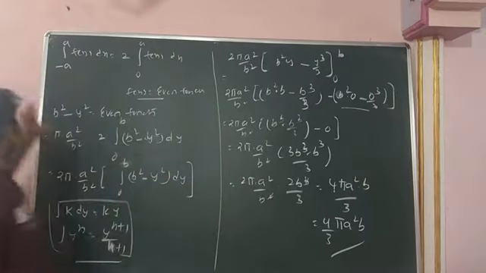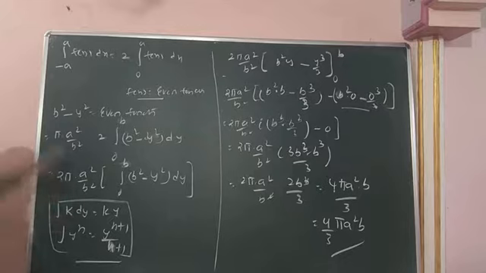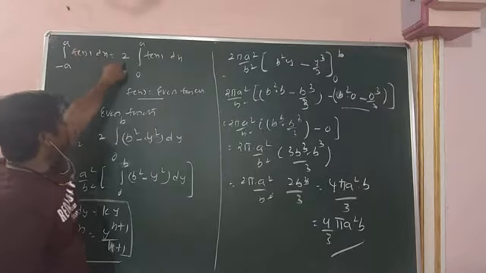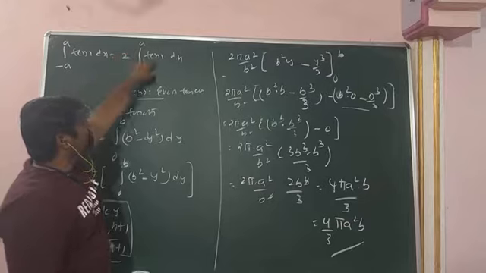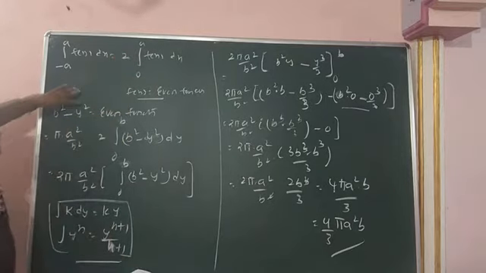Okay, so we do that. This is a basic formula: integral from minus a to a of f of x dx is 2 into integral from 0 to a of f of x dx, when f of x is an even function. This is an even function.